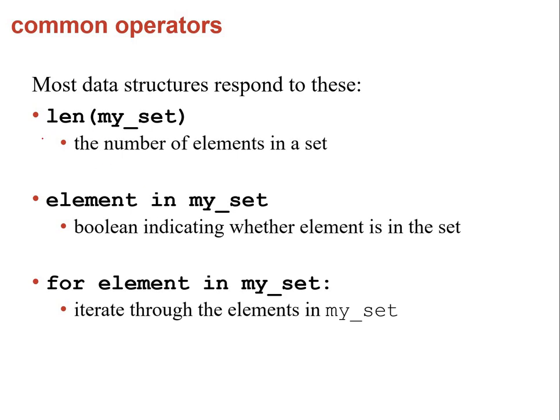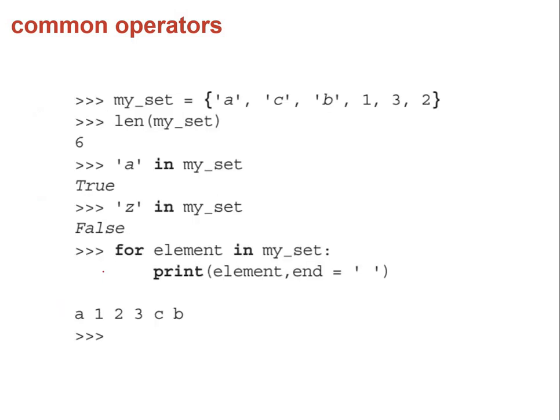Let's look at some functions that you can use. We've seen that the len function can be used with lists, and it can be used with sets also. If you do that, you get the length, or the number of elements, in a set. You can use the in operator, which we have used now, to check whether an element is there in a set or not. And you can also iterate over the elements of a set using the for loop.